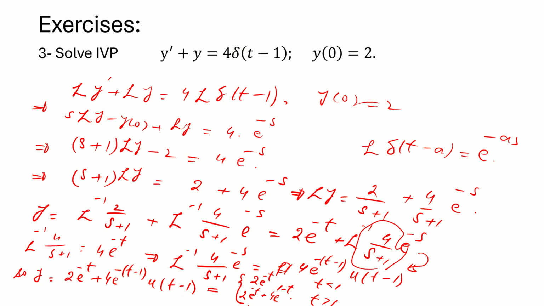because u(t-1) will become 1 when t is greater than 1. So that's the solution in the case of a piecewise defined function, but you can have the solution in the unit step function as well.